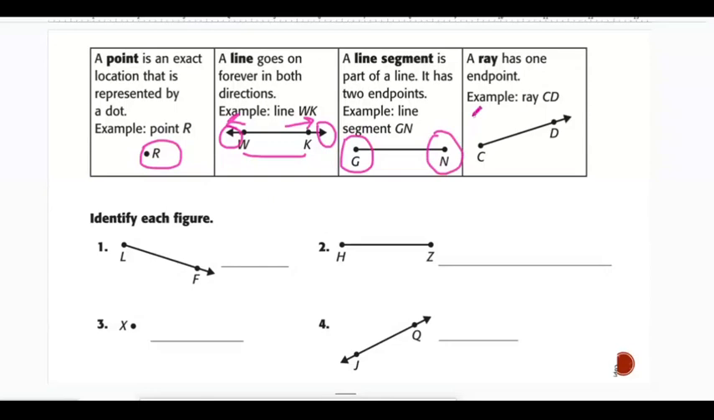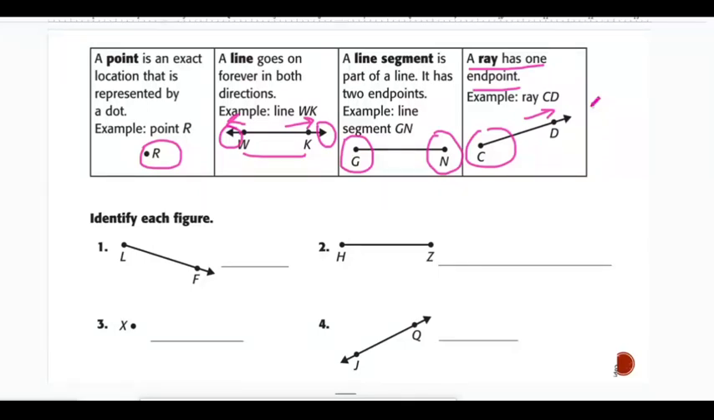Okay, move to the ray. A ray has one endpoint. It means that it has one endpoint, and on the other side, it has an arrow. The other side will continue to grow.